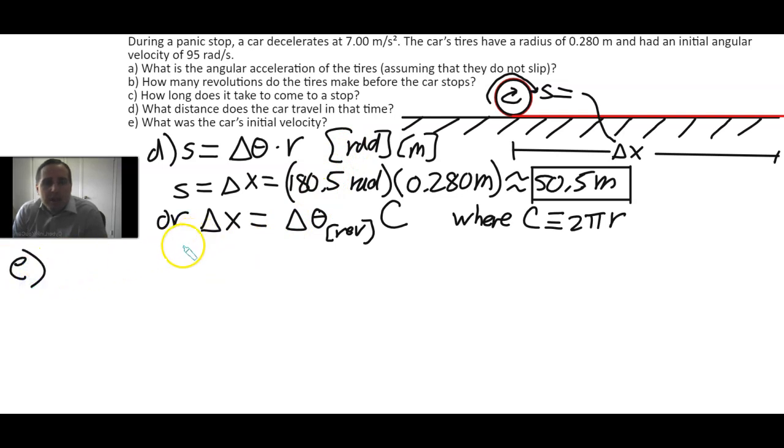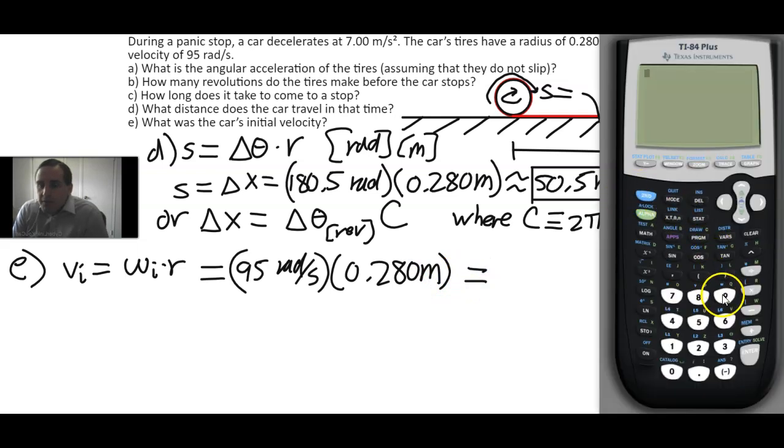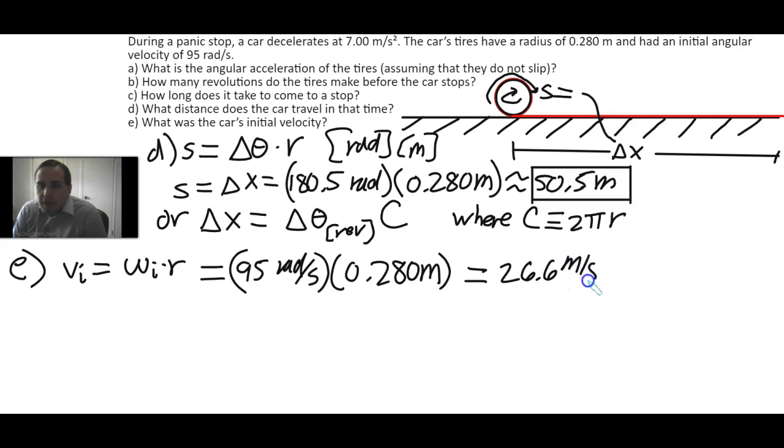Lastly, part E. Part E says, what is the car's initial velocity? That's actually an easy question, because V initial is equal to omega initial times r. So that's linear velocity related to angular velocity. So this is 95 radians per second multiplied by the radius of 0.280 meters. So let's get this number. So 95 radians per second multiplied by 0.280 should be 26.6 meters per second. 26.6 meters per second.